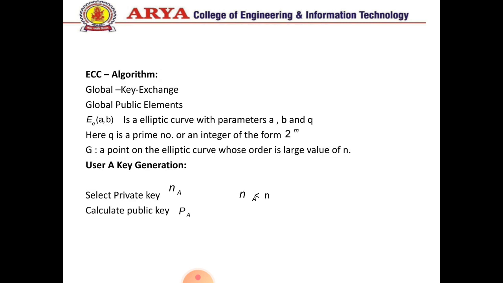ECC algorithm. First the global public element or the global key exchange. EQ of A, B is an elliptic curve with parameters a, b and q. Here q is a prime number or an integer of the form 2 power m, and G is a point on the elliptic curve whose order is a large value of n.